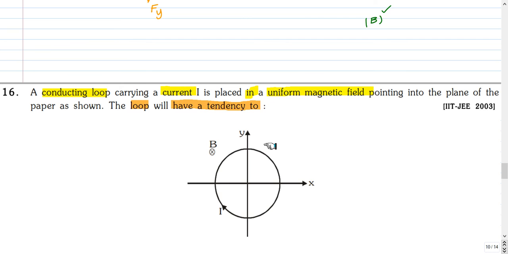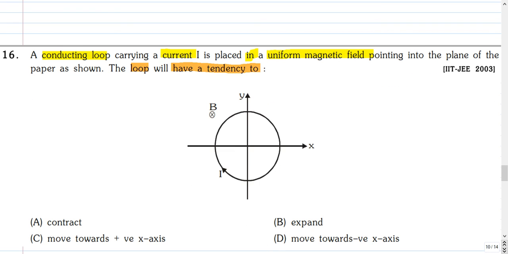Let's move to the next question. A conducting loop carrying a current I is placed in a uniform magnetic field pointing into the plane of paper as shown. The loop will have a tendency to contract, expand, move towards the positive x-axis, or move towards the negative x-axis. You can pause the video and attempt the question.